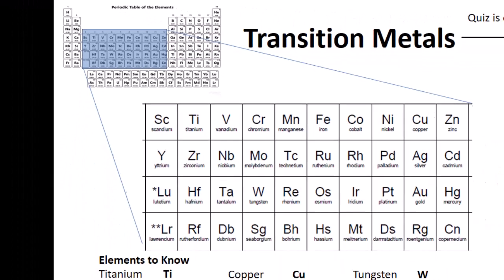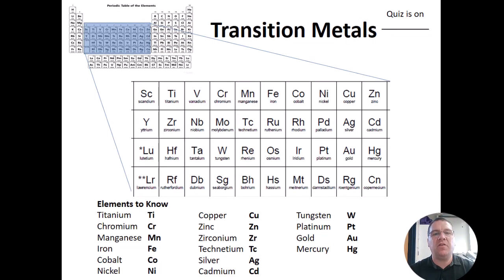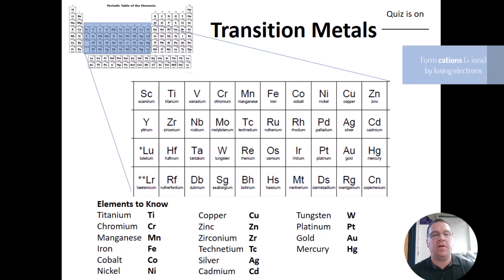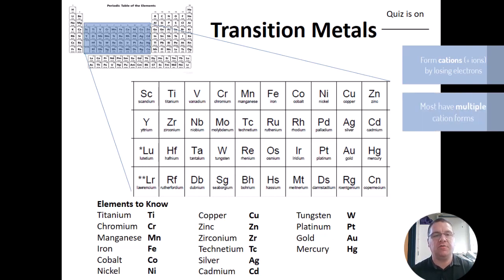So of the transition metals, the properties of these elements are they typically can take on lots of different cation forms. We talked about those in the previous lesson. Cations are atoms that have lost electrons and therefore they have a positive charge. A unique characteristic about these transition metals is that they can have multiple cation forms, meaning that, take chromium for instance, you may have 2, 3, 4, even 5 different types of chromium cations that have different positive charges.